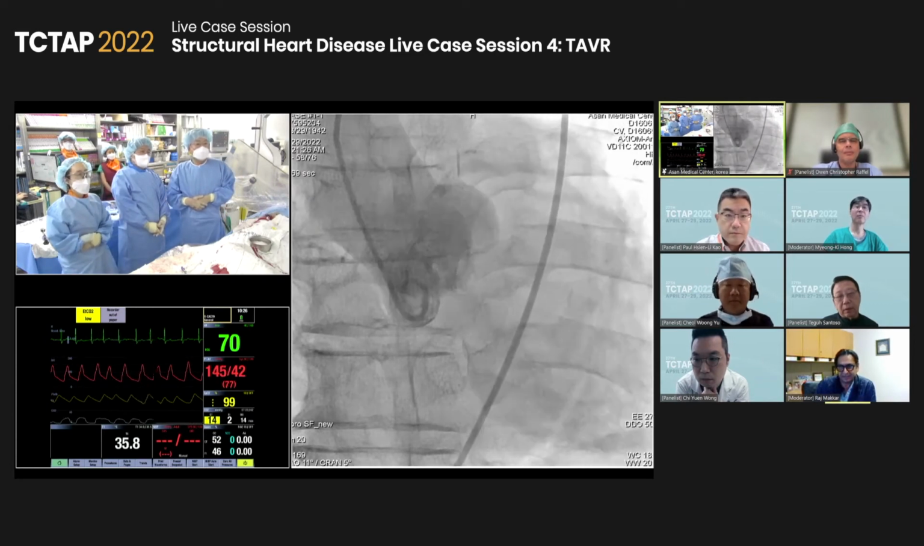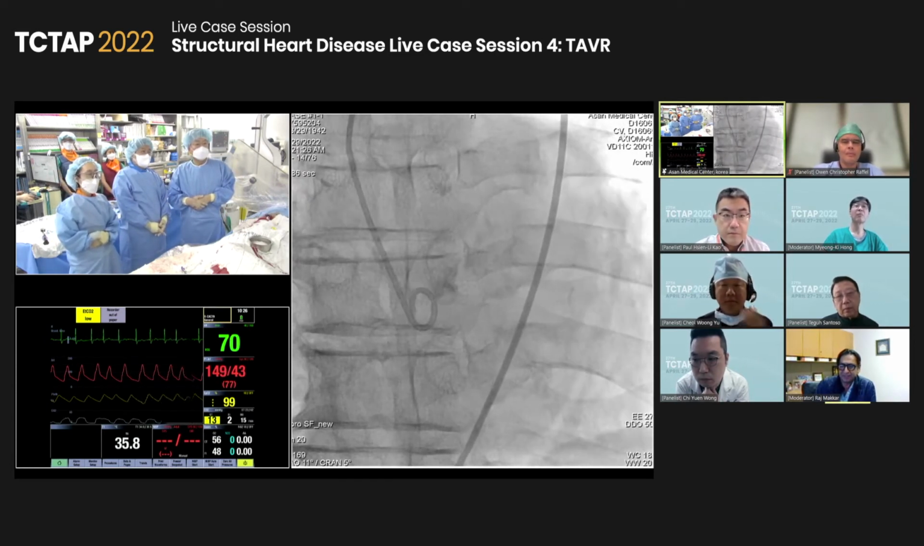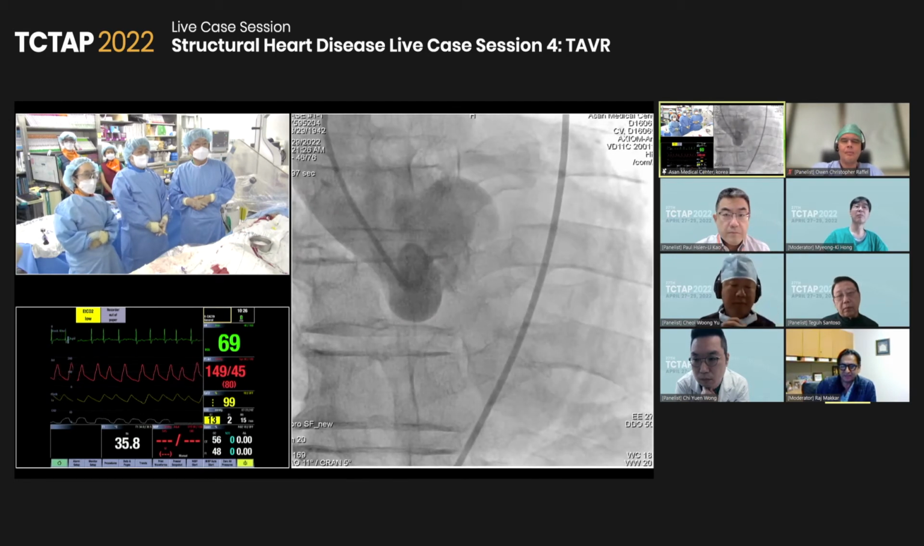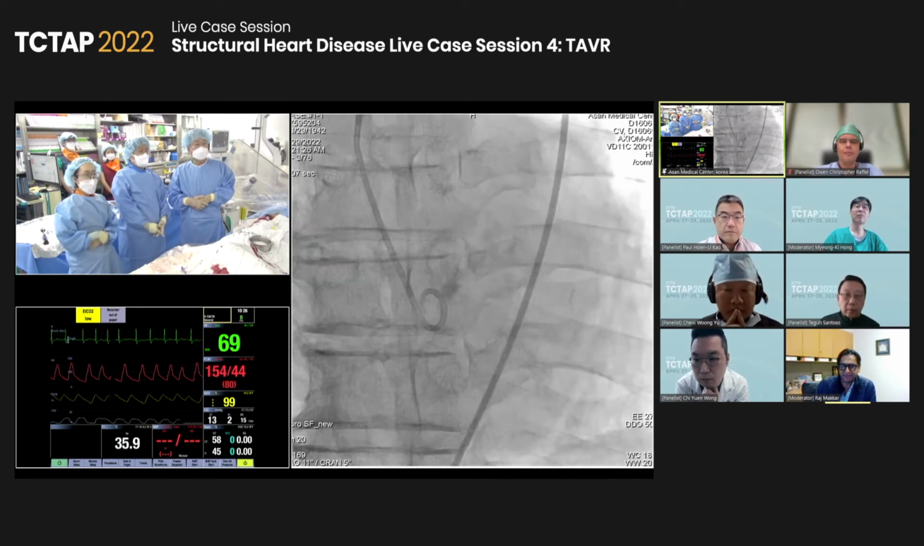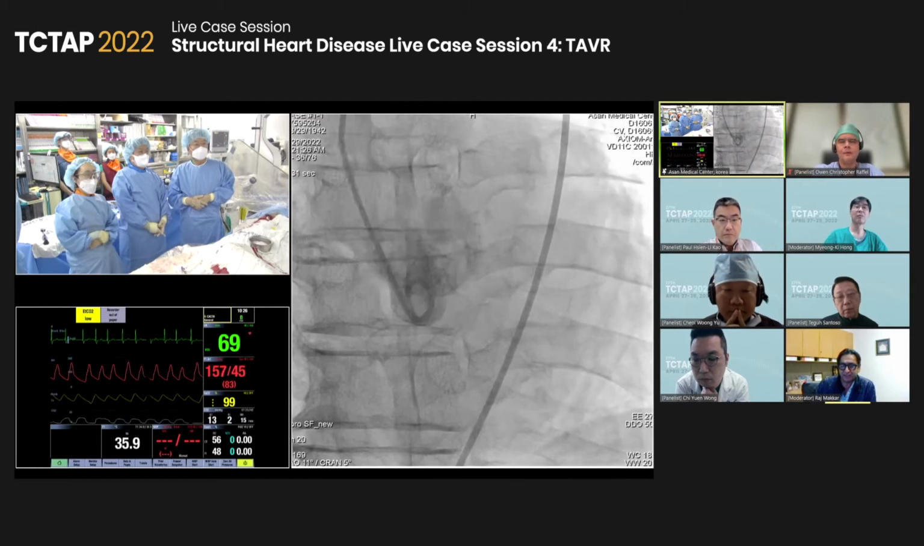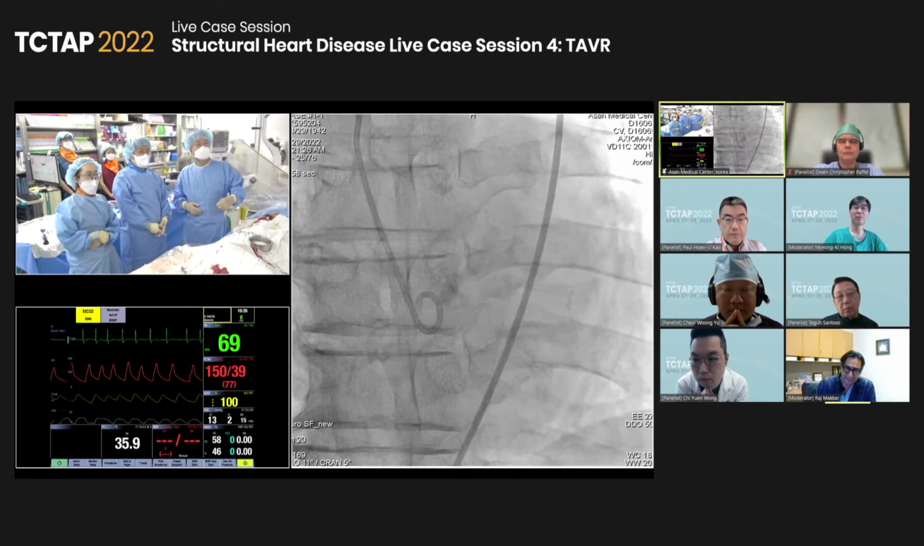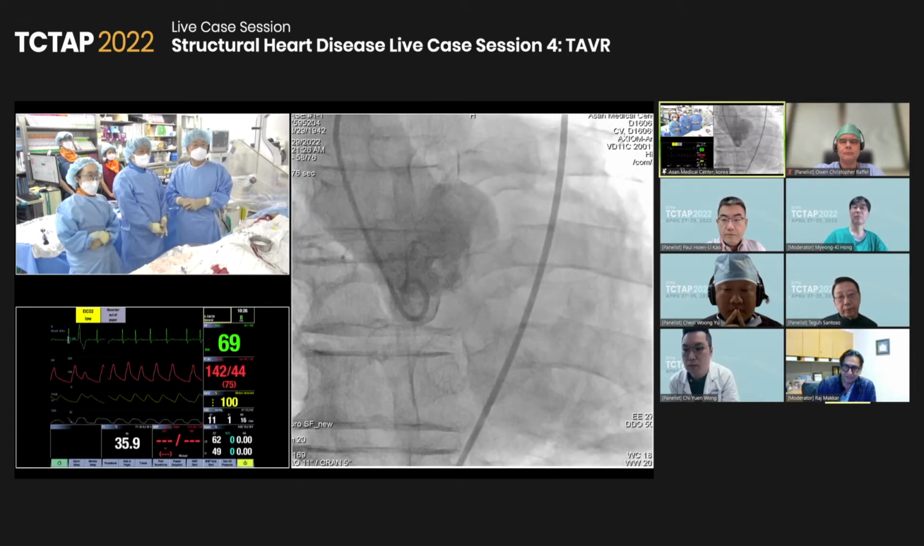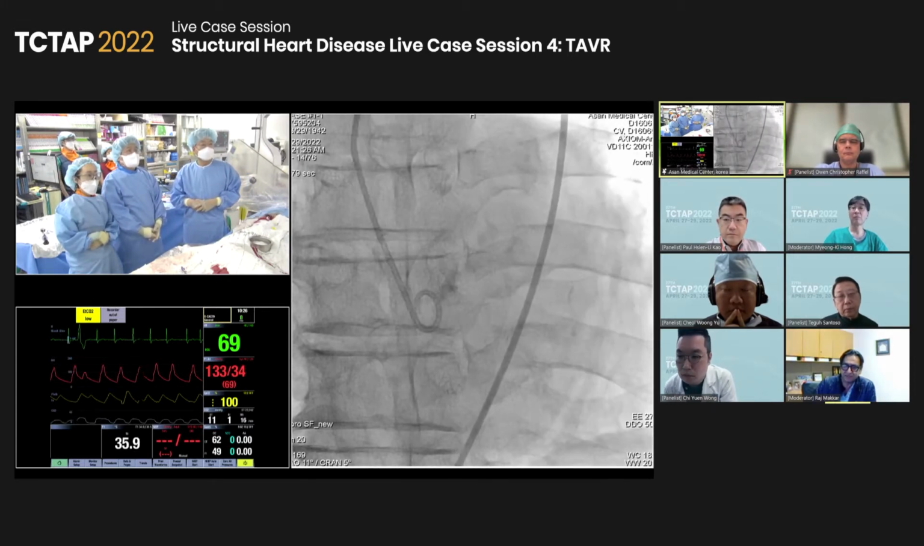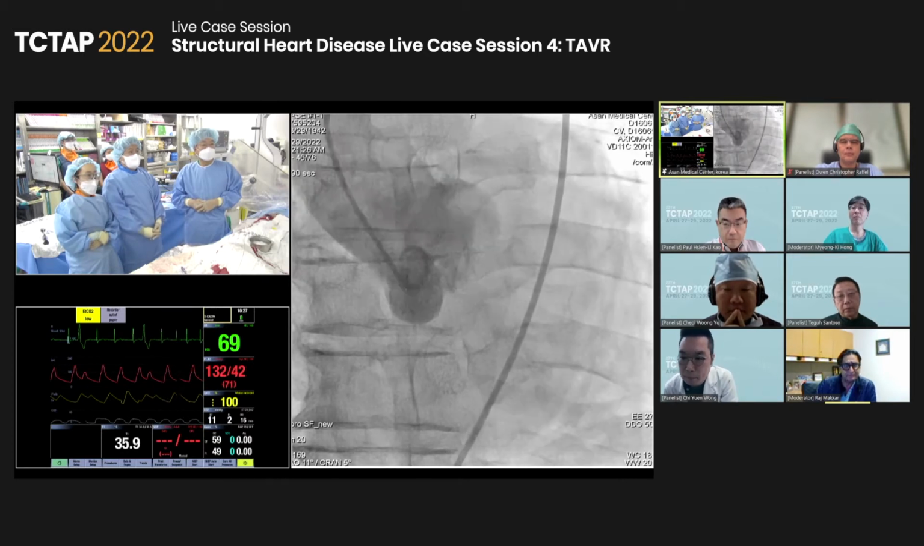I would skip it. We tend to predilate only in patients who have very heavily calcified valves, where the valve is really tight or the aorta is horizontal, or in heavily calcified bicuspids. And as Owen mentioned, I think pre-existing AR makes it even more attractive not to predilate.